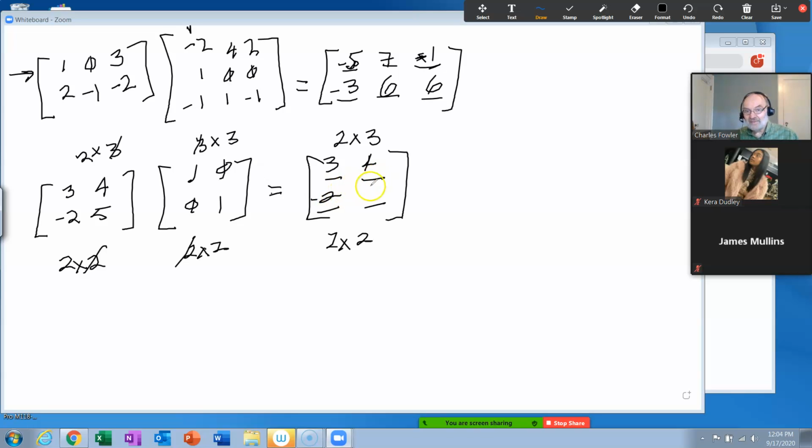The 2, 2 entry here, second row by second column here, and that would be negative 2 times 0 is 0, plus 5.